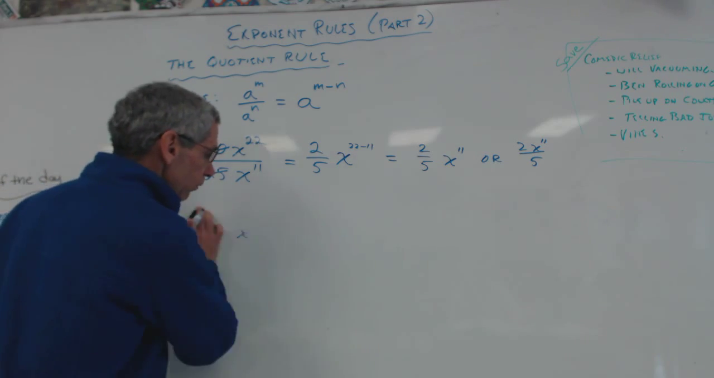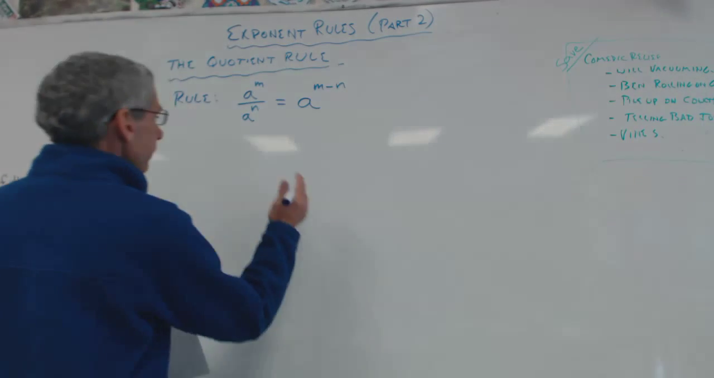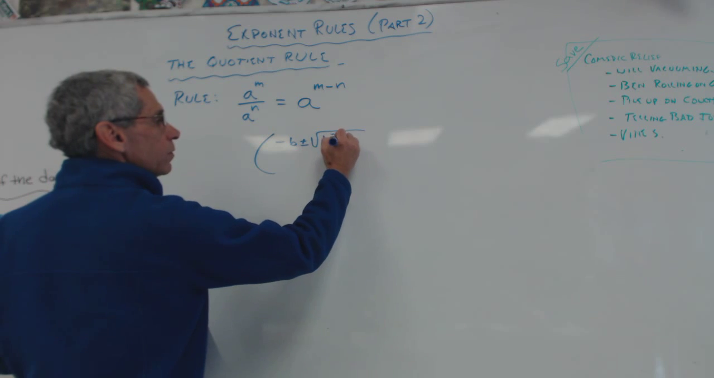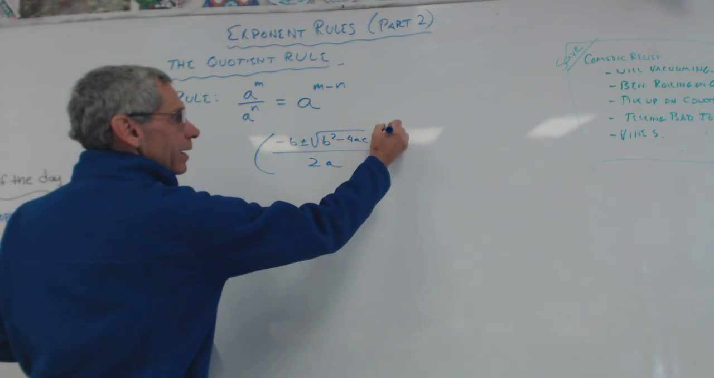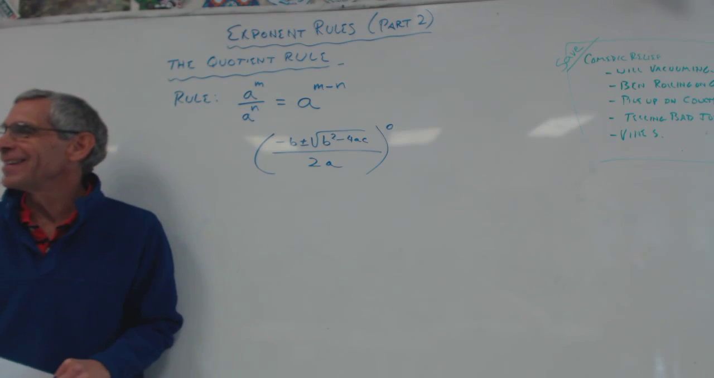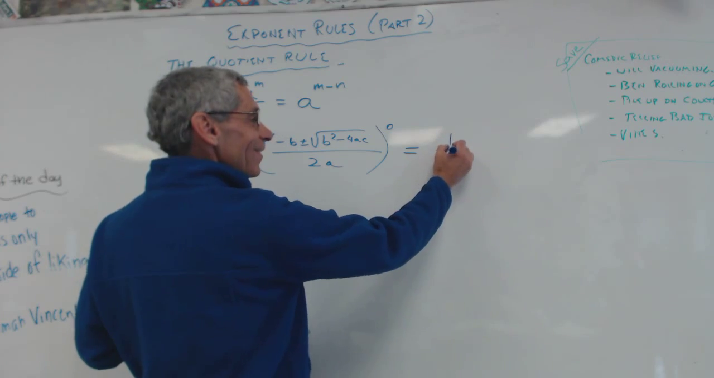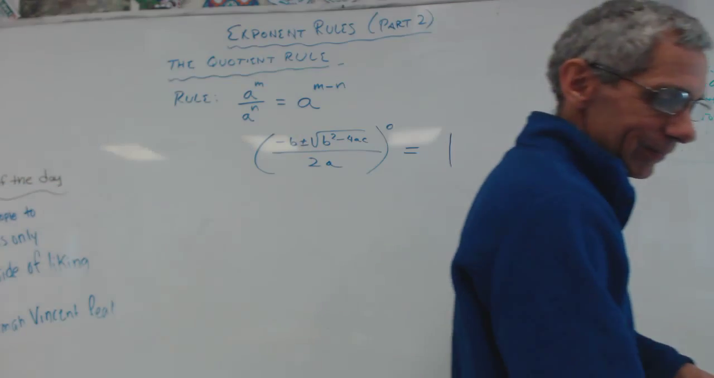So I could give you something like this: negative b plus or minus the square root of b squared minus 4ac all over 2a. Sounds like a nightmare, but I raised this to the 0 power. Write this down. So what's the answer? 1. Good job. Okay guys, good job.